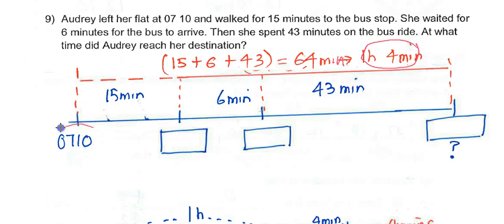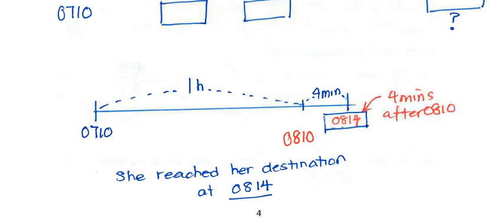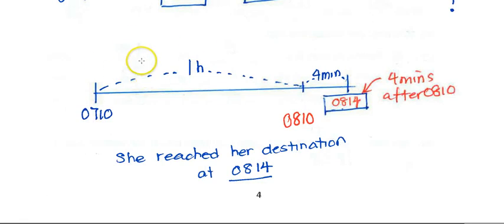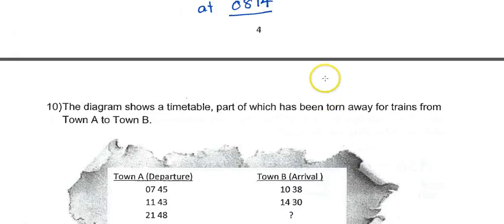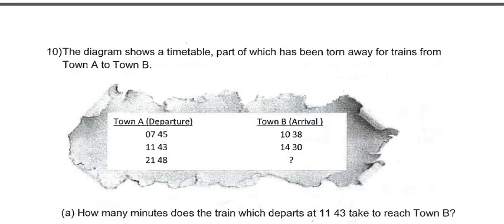From here, starting time plus 1 hour 4 minutes, you find the ending time, which should look something like this. Can you see? This is much easier to do. So 1 hour 4 minutes, right? Just hang on first. So she reached her destination at 0814. I'll go through the rest later, just hang on.